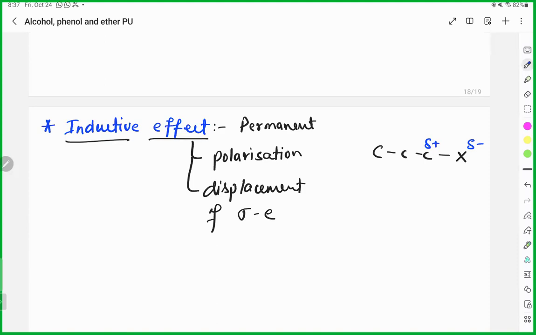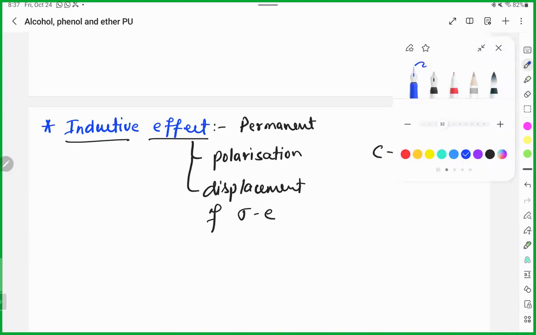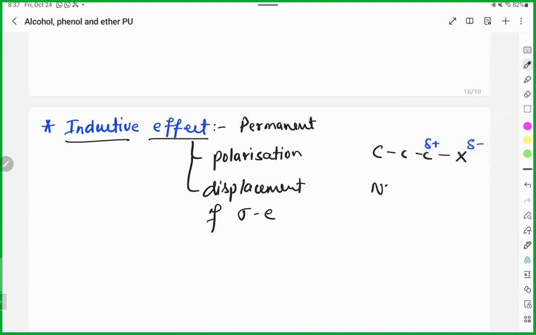So there could be both things. Electron donating group can be present, electron withdrawing group can be present, right? Example, if you have NO2 group, then you will say it will have minus I effect, withdrawing group. If you have CH3 group, it is electron donating group, then you will call it plus I effect. Any doubt?